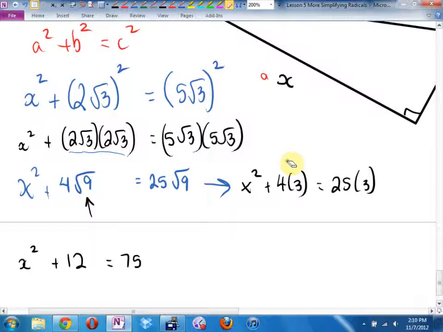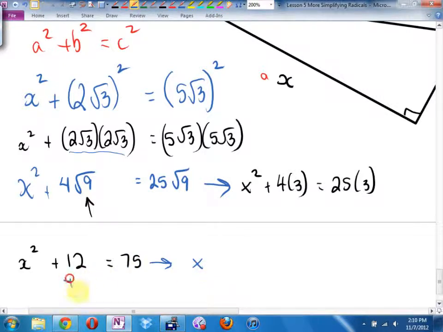The short way, by the way, is to go, hey, what's 2 squared? 4. What's root 3 squared? Just plain old 3. 4 times 3 is 12. That's a quicker way to get there, if you spotted that. We're not quite done yet. We're nearly done, but not quite. I want to get the x squared by itself. What will I do with that plus 12?